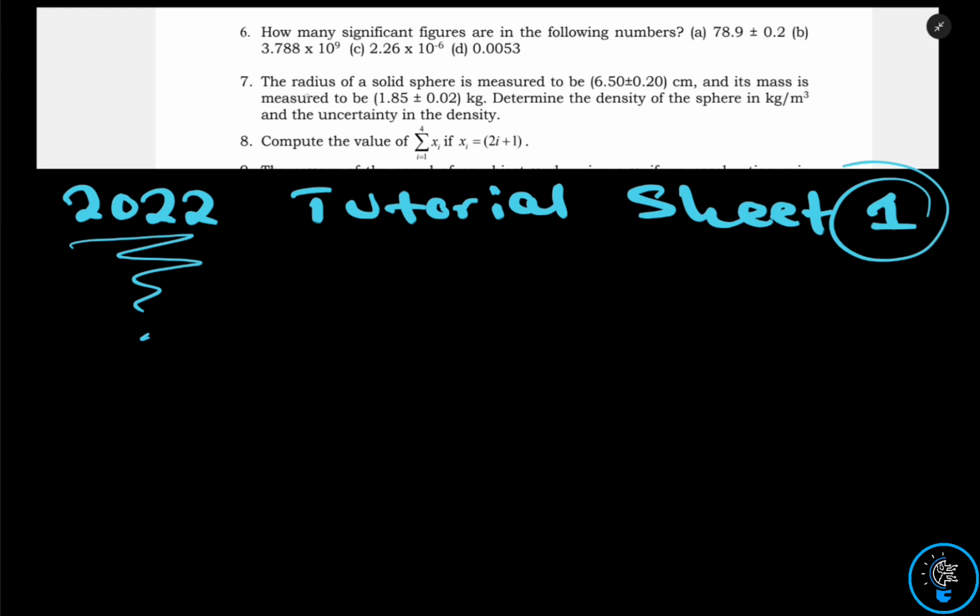So question 7 says, the radius of a solid sphere is measured to be that amount, and the mass is that amount in kg. Determine the density of the sphere in these particular units. So we need to determine it in kilograms per meter cubed. Take note of that. And the uncertainty in the density. Wow, so we need to consider uncertainty too. Okay, so let's begin by calculating the density.